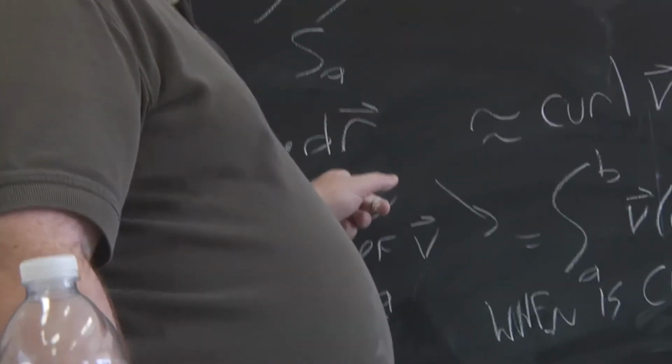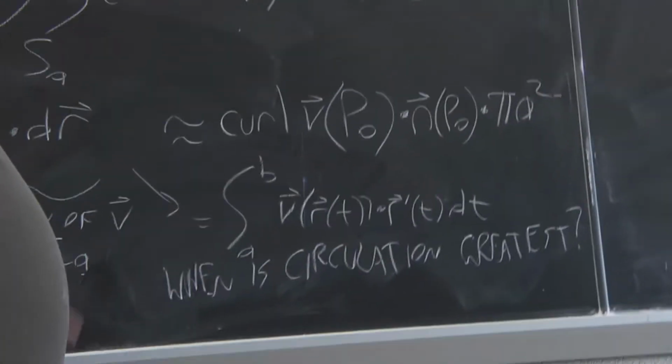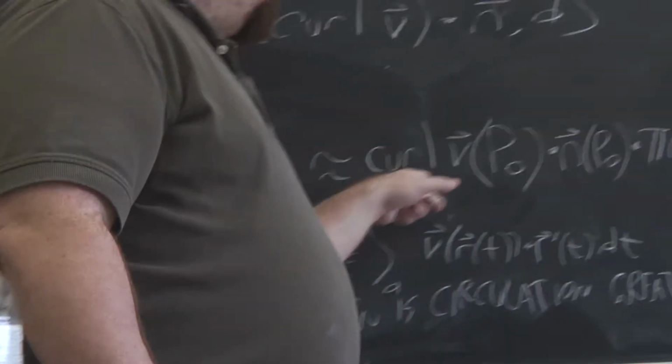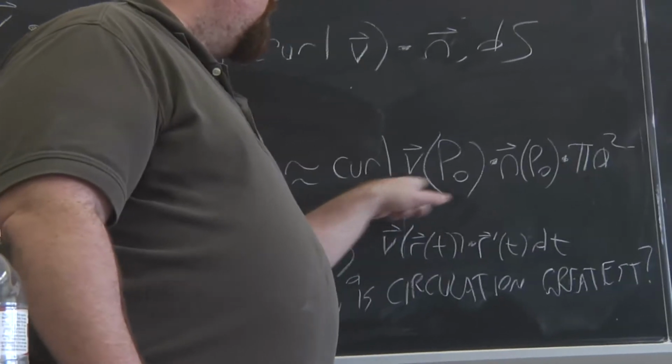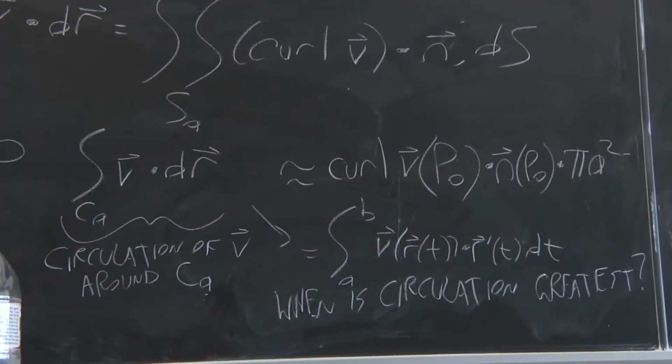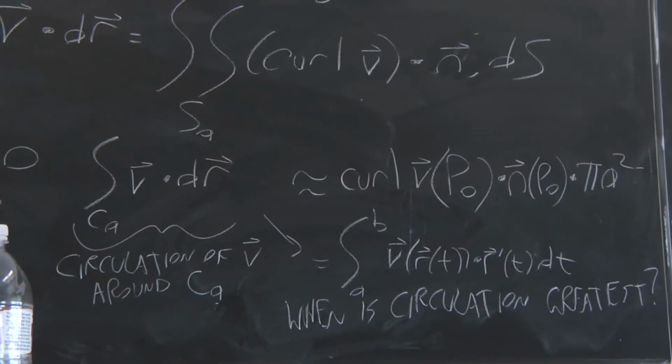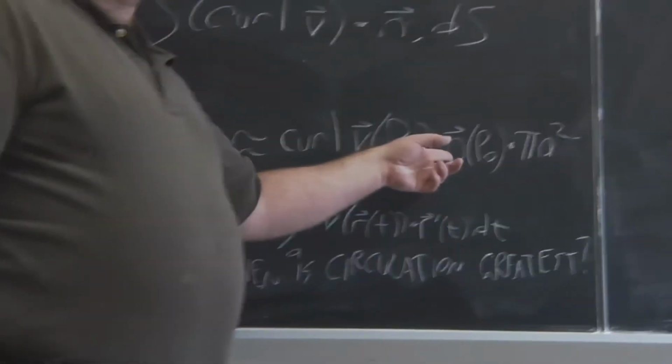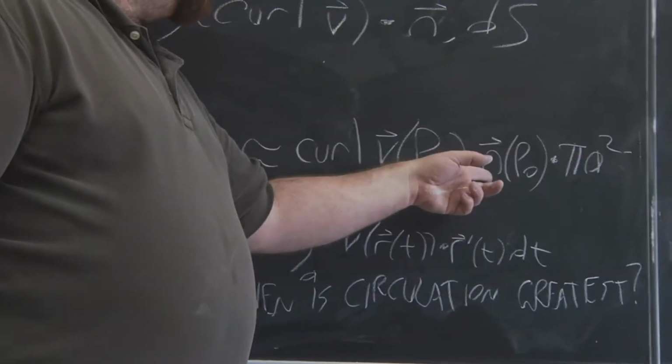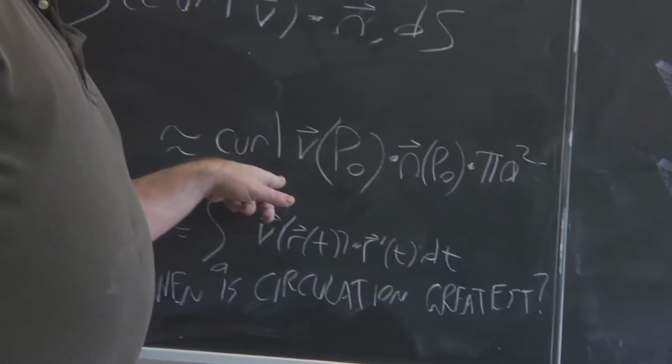But this essentially is equal to this constant pi a squared times the curl dot product with the normal vector. All right. Here again we have a dot product. What makes this as large as possible? Well, when the normal and the curl are parallel.